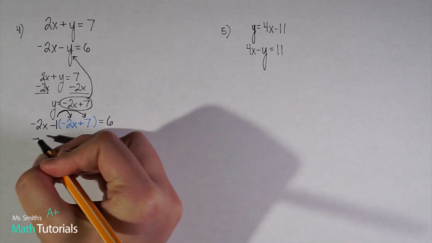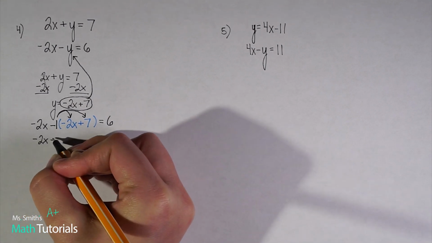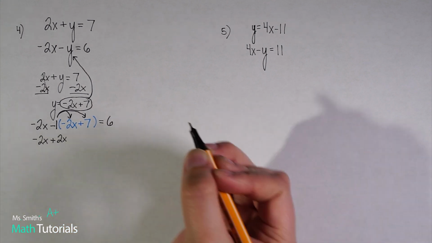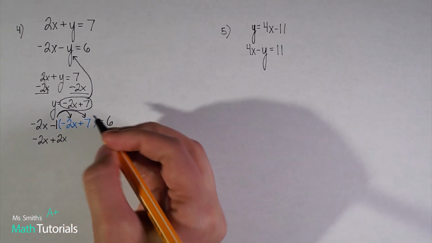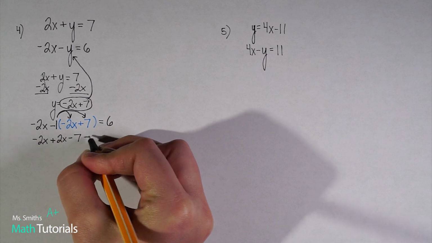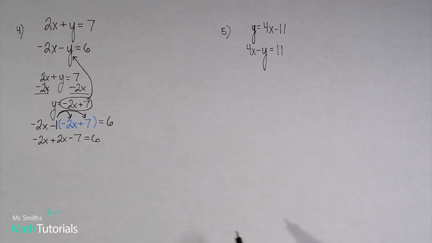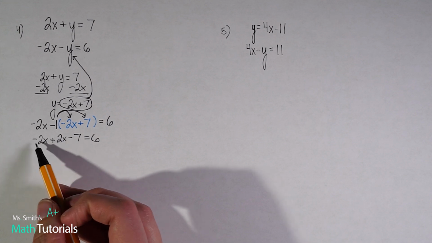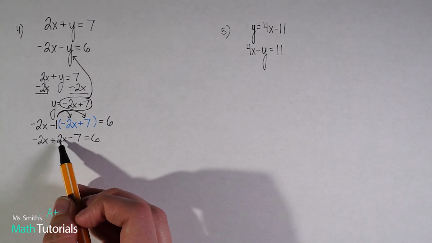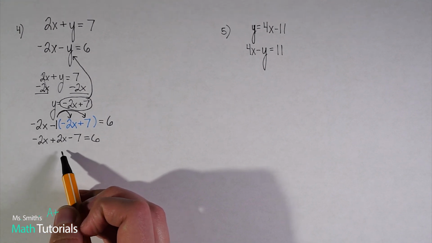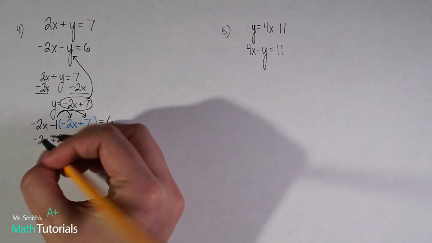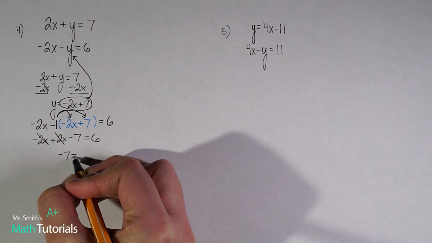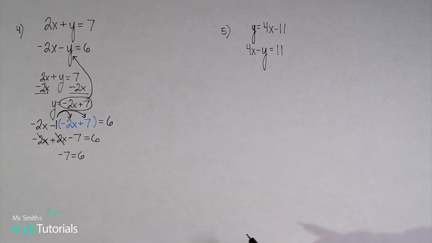So I'll end up with -2x plus -1 times -2x is plus 2x. -1 times 7 would be -7 equals 6. Okay, I've got some like terms over on this side that I can go ahead and combine. So -2x plus 2x. Those cancel out because that's 0. Let's see what we've got left. Bring down my -7 equals 6.